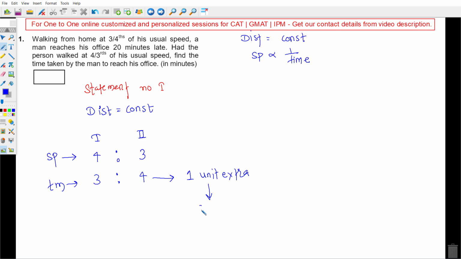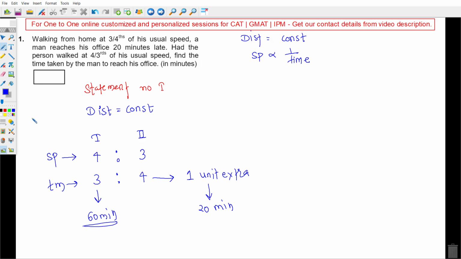20 minutes extra. He is late by 20 minutes, which means he took 20 minutes extra. So that 1 unit extra represents 20 minutes. So the time taken in the usual case, that is the time taken in the first case, is how much? 60 minutes. This is the time taken in the first case.